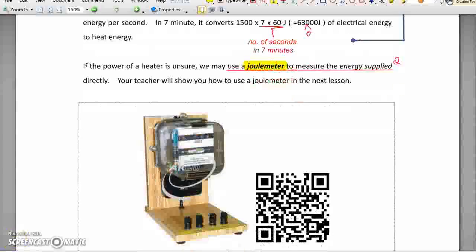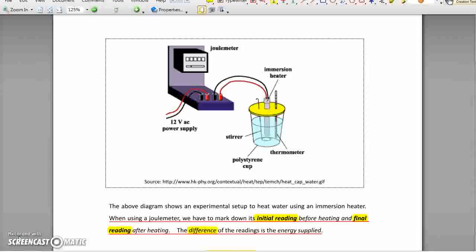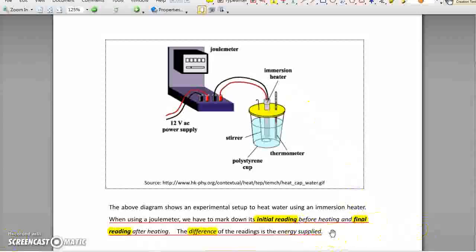On the other hand, you may also measure directly how much energy is transferred by using a joule meter. And next time in the physics lab, your physics teacher will show you this setup. There's a joule meter, and we connect this to an immersion heater. The amount of energy used by the heater can be found easily from the joule meter. However, the joule meter reading does not go back to 0 itself. You have to mark down the initial reading before you turn on the heater. And when you turn off the heater, you may then mark down the final reading. And the difference of the two readings tells you how much energy is transferred by the heater.